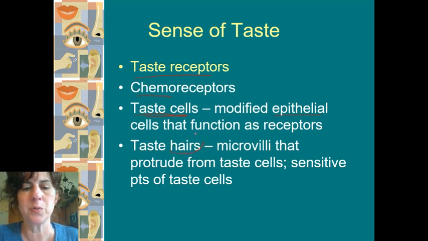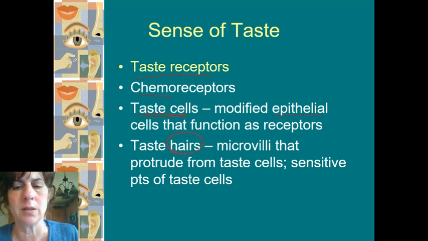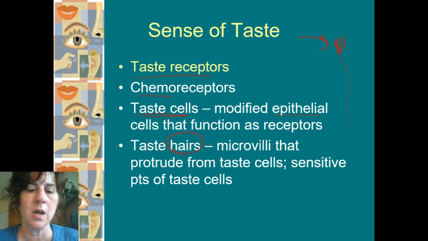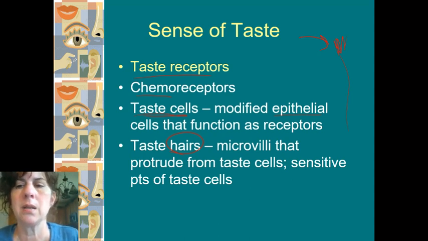On those cells, we again have hairs, and you've seen it on several of these specialized cells, where you have a cell and it has little hairs on the end. So those taste hairs, or gustatory hairs, protrude from them, and they are the things that actually pick up on those chemicals.